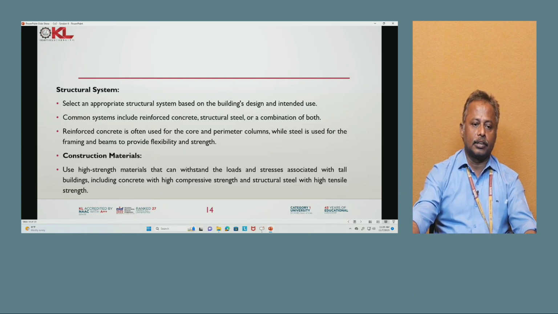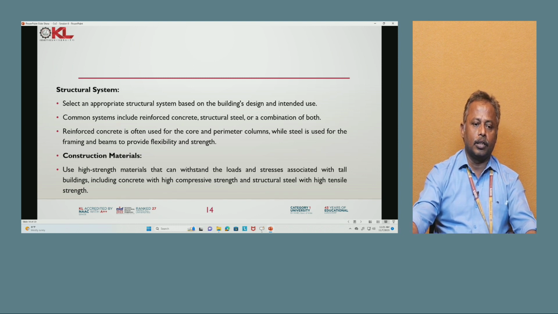Next is the structural system. First, select the appropriate structural system based on the building design and intended use. Common systems include reinforced concrete, structural steel and a combination of both. Reinforced concrete is often used for the core and perimeter columns, while steel is used for the framing and beams to provide flexibility and strength.